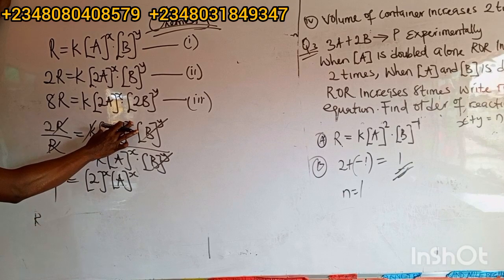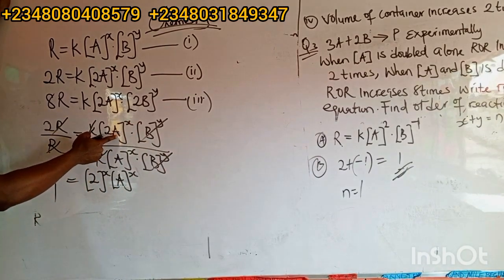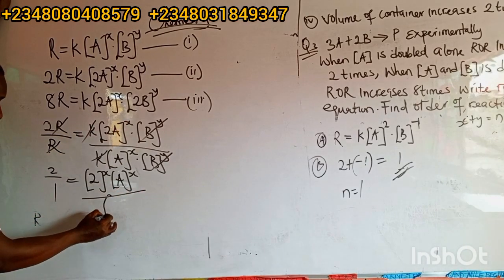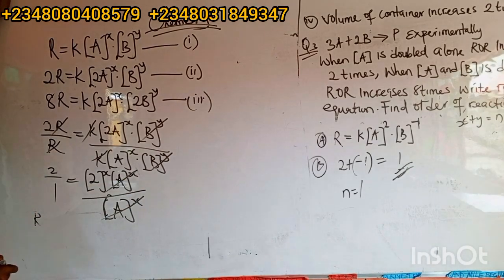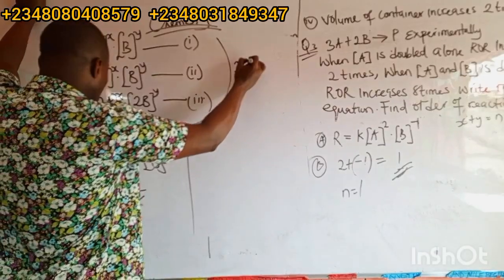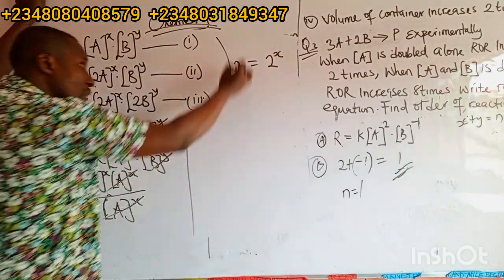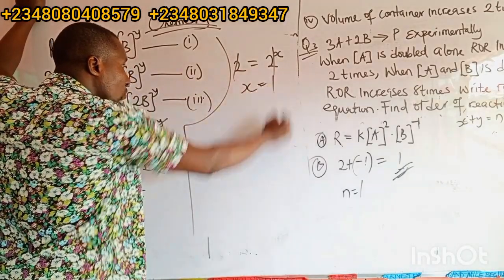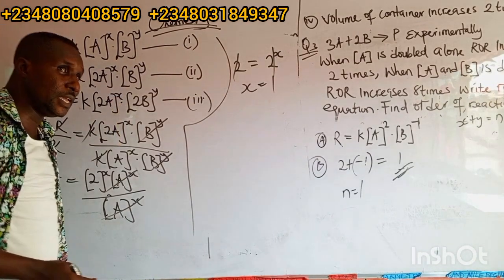That means separate this. Mathematics. That means this X affects A, it affects 2. Then over A raised to power X. This one cancels this one. What do you have? You have 2 equal to 2 raised to power X. From here, you have X equal to 1. I've gotten X as 1.